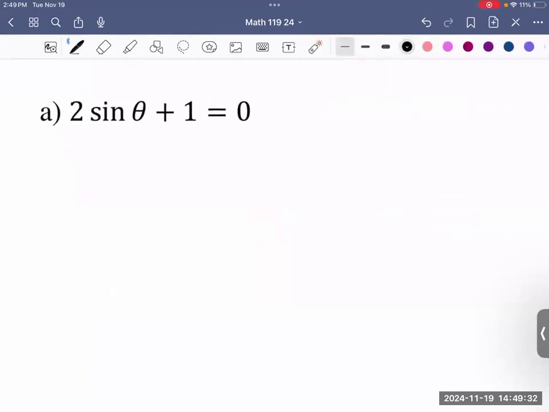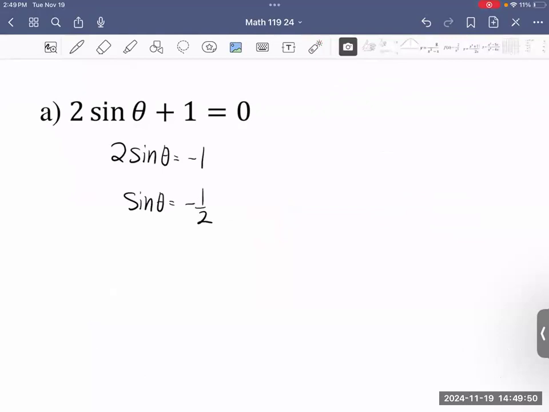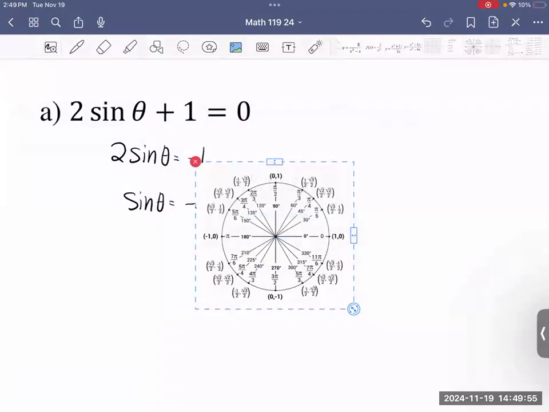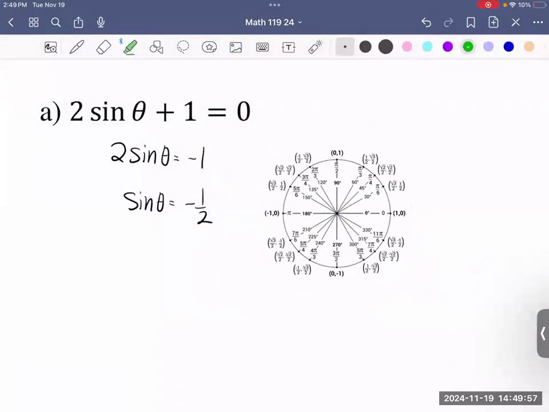So here we have 2 sine theta plus 1. So again, treating your sine theta as just a variable. First, we would subtract your 1. And then we'd divide by 2. So now on your unit circle, we're looking for where sine is equal to a -1/2. Well, your sine value being your y value, we'll be looking at a -1/2. So this being over here at 7 pi over 6. And once more at 11 pi over 6.